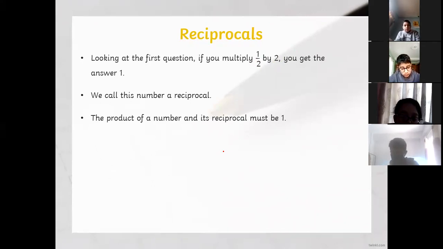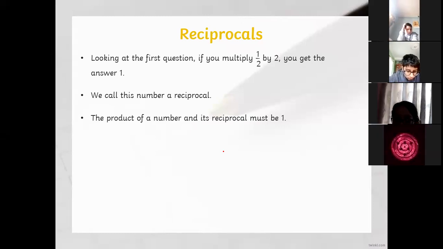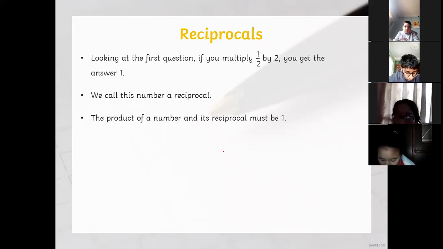If you multiply any fractional number or a whole number, and that result gives 1, then that number or fraction we call the reciprocal. If it is not 1, that is not a reciprocal. To be a reciprocal, its product must be 1. If you multiply any two fractions and the result is 1, then only they are the reciprocal of each other.